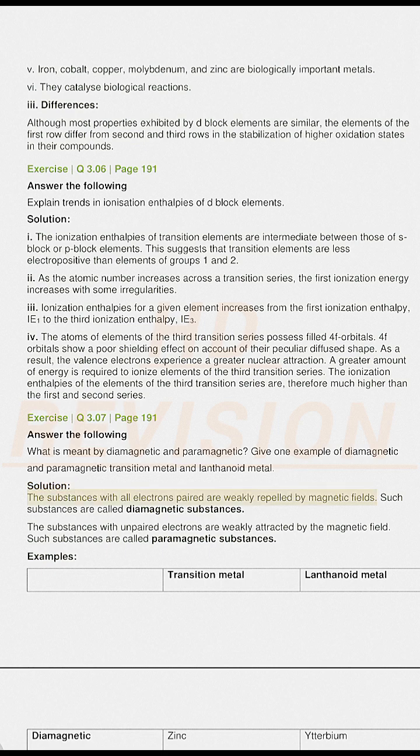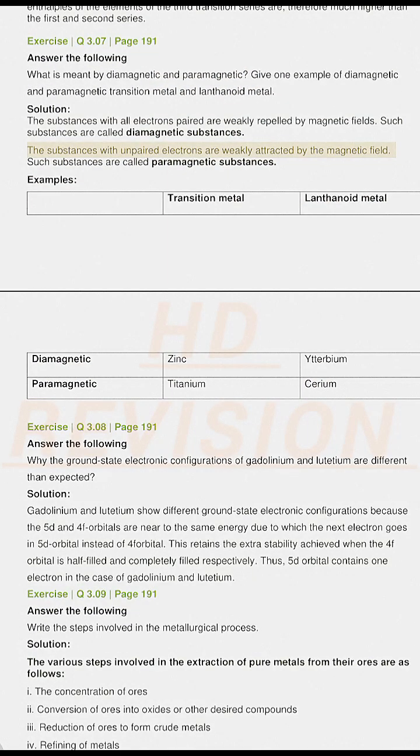Solution. The substances with all electrons paired are weakly repelled by magnetic fields. Such substances are called diamagnetic substances. The substances with unpaired electrons are weakly attracted by the magnetic field. Such substances are called paramagnetic substances. Examples: transition metal, lanthanoid metal. Diamagnetic: zinc, ytterbium. Paramagnetic: titanium, cerium.